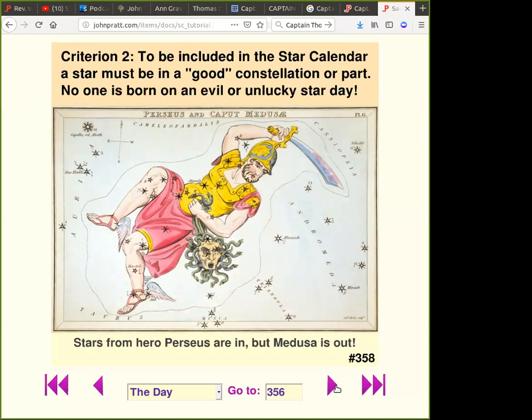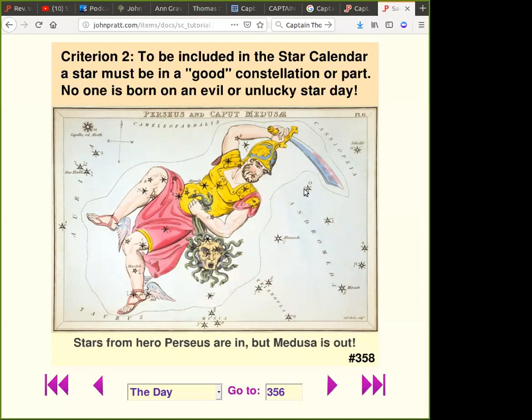So, the stars from the hero Perseus are in, but the Medusa is out. See, Perseus is carrying the decapitated head of the Medusa, which is really a monster beast. And you don't want to be born, this just seemed reasonable to me, you don't want to be born on the day of the head of the Medusa. People talk about being born on a lucky star or unlucky star, and anyway, they don't need that. And by the way, on all of these rules, I felt very inspired, and it's almost like they were shown to me. So that was one of the rules.